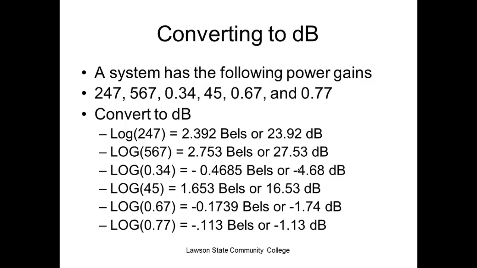A system has a gain. And this is what they do. So in communication systems, they're not going to give you a voltage gain. They're not going to give you a current gain. They're going to give you a gain in the system. So if these are gains, 247, 556, 0.34, so this is the attenuation, 45, 6.